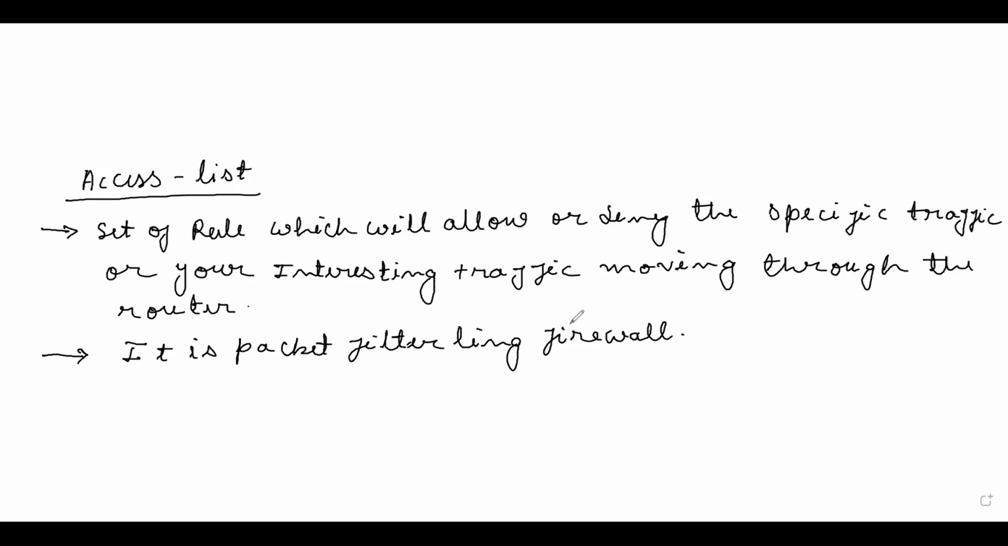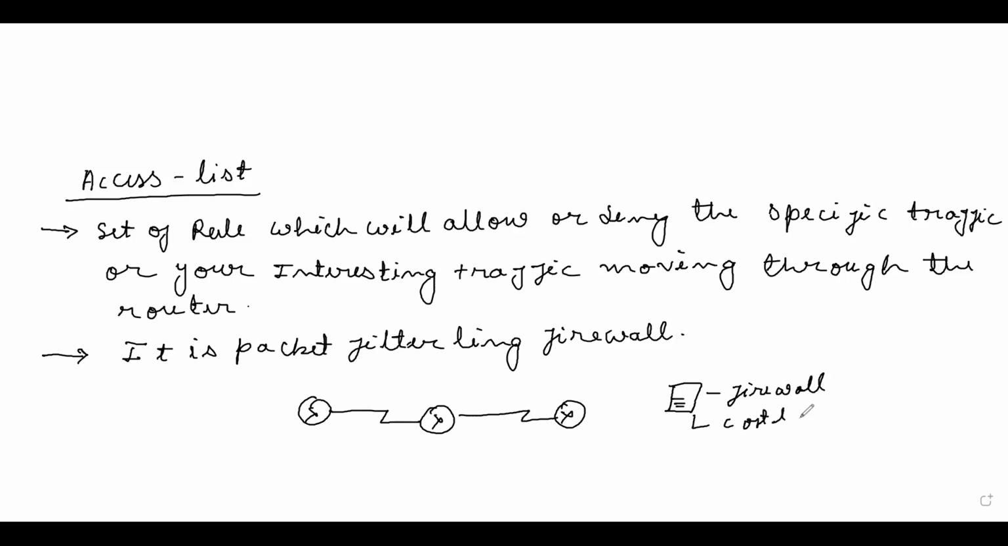Suppose I have a small network, two or three routers, very small. I don't need a firewall. Suppose I don't have the budget to buy a firewall, because a firewall is very costly, not sometimes, every time. And I know I can use my router as a firewall also. So in that condition, I can use ACL, access control list, or access list.